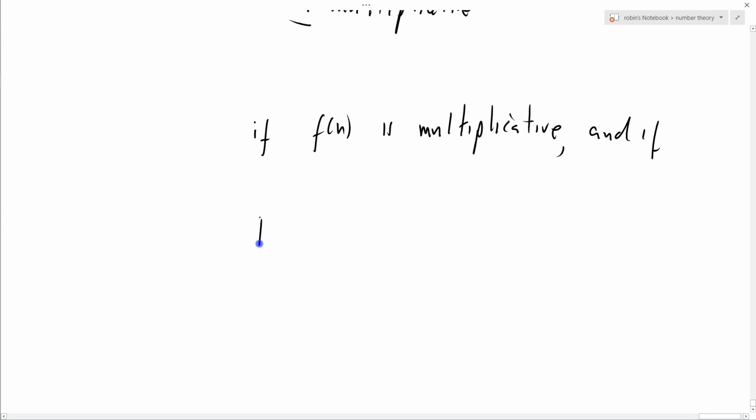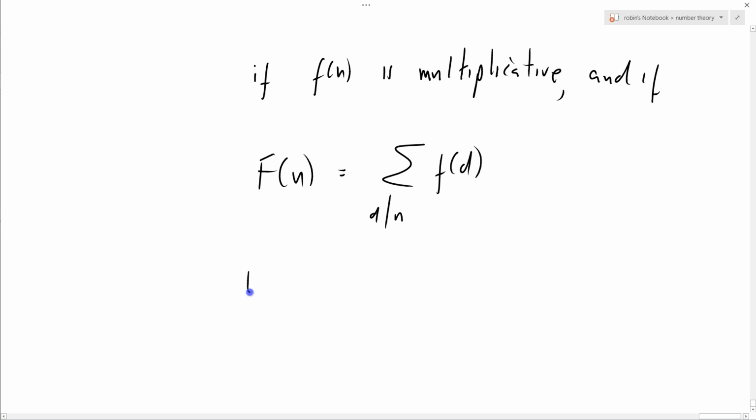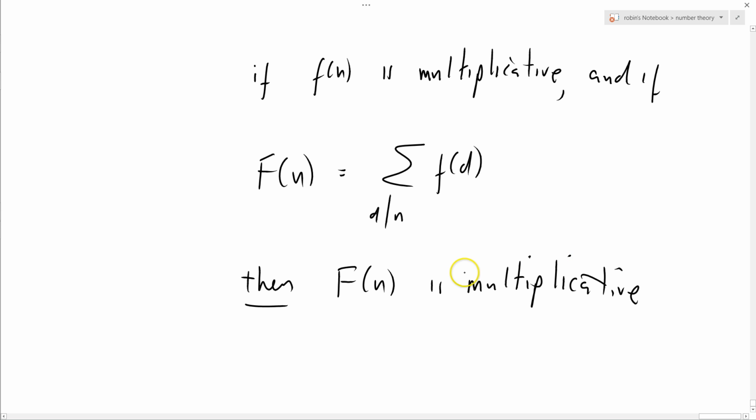and if capital F of n equals the sum over d divides n of little f of d, then big F of n is multiplicative. Well, that's nice. That's a nice little result, that is.